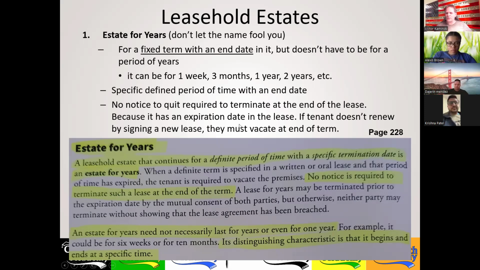No notice to quit is required in order to terminate at the end of the lease, because you know when the lease ends. Unless you've been given a new lease, it's been terminated. You've got to get out by the end date. So if the tenant doesn't renew by signing a new lease, they must vacate at the end of the term. No further notice is needed. So let's highlight those things on page 228.